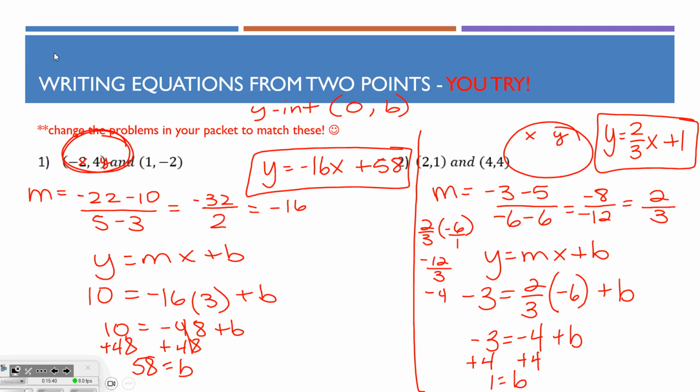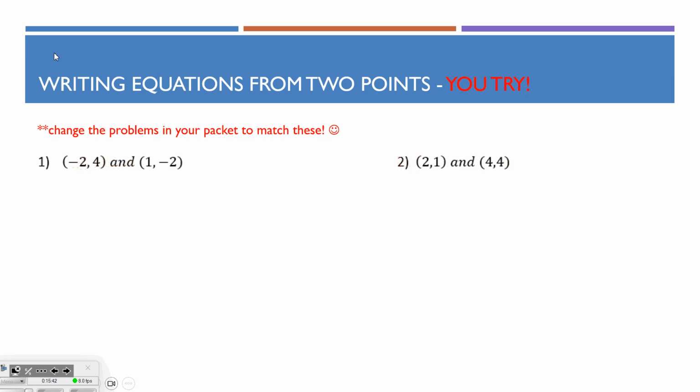Okay, so now you're going to try some practice problems on your own. Before you start, if you have a note packet in front of you, make sure that your problems on your paper are exactly like I have up here. So number 1 should be negative 2, 4, and 1, negative 2. And then number 2 should be positive 2, positive 1, and positive 4, positive 4. So make sure you're using the correct problems, the correct points. All right, take a minute, pause the video, try these 2 problems, and then when you unpause, I'll give you answers.